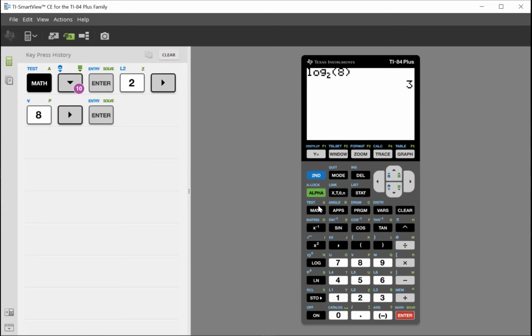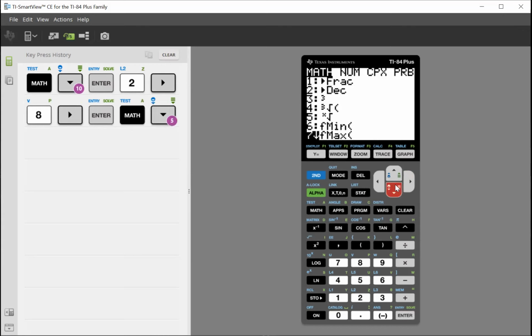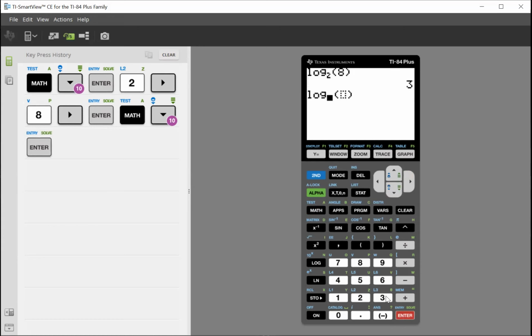So if I want to do the one I had, log base 3 of 27, I would hit math, arrow down to my log base, hit enter. I would put in my 3 for my base, and then for my result would be the 27. And remember, we said that was 3. So I'll pretty much use this, and they want you to get good at this on your calculators, okay?